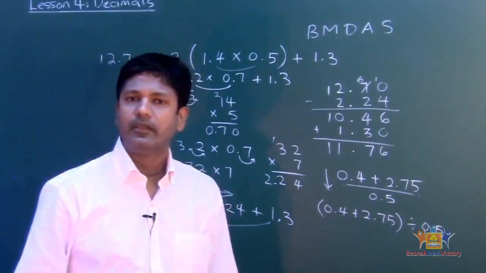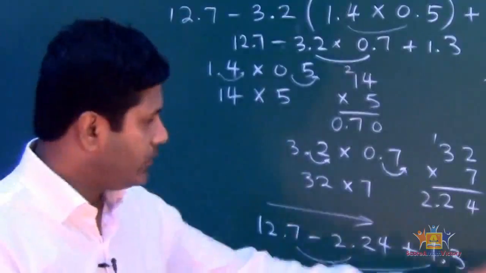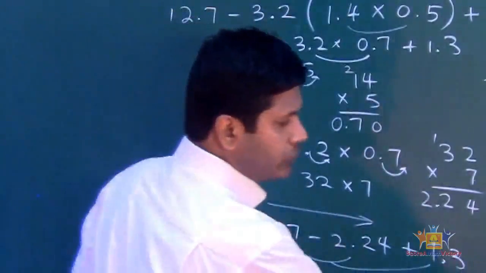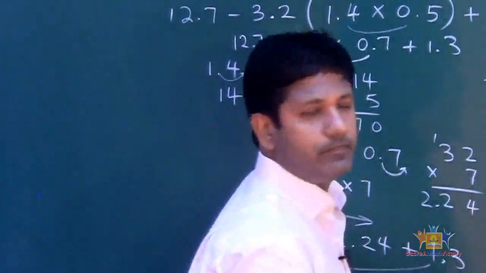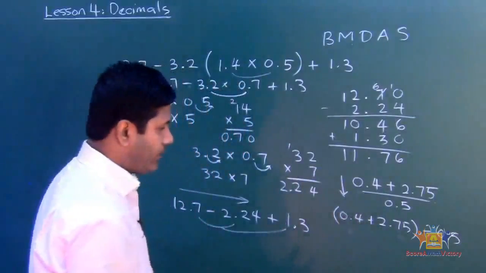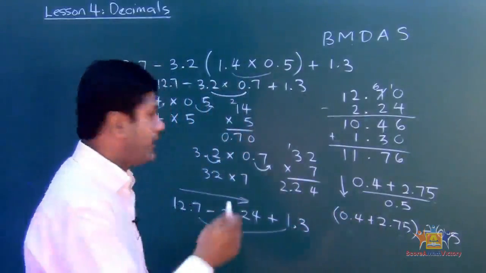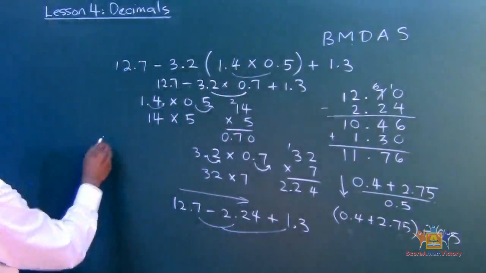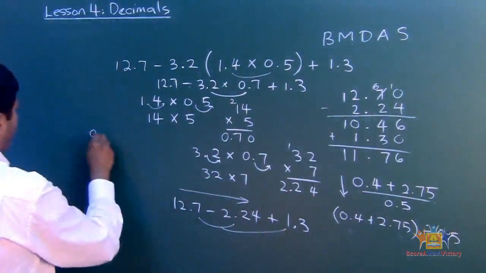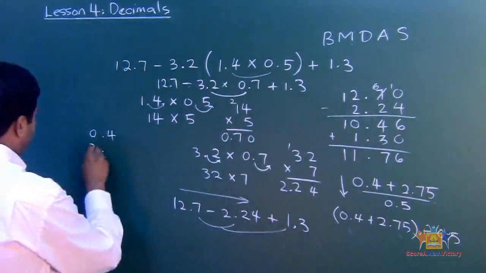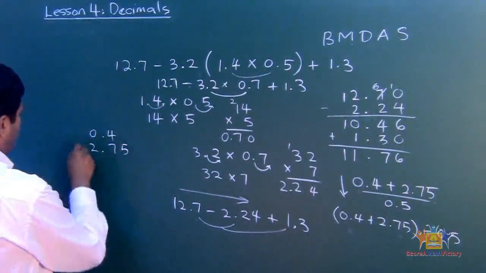0.5. Okay, see that? So now how do we do that? We solve what's inside the bracket first, and then we divide. Okay, so when I want to add that, what do I do? I grab them by the decimal, line them up. So I'm going to put one decimal here, another decimal there. Then I'm going to take 0.4 and then 2.75. Then I'm going to add them.